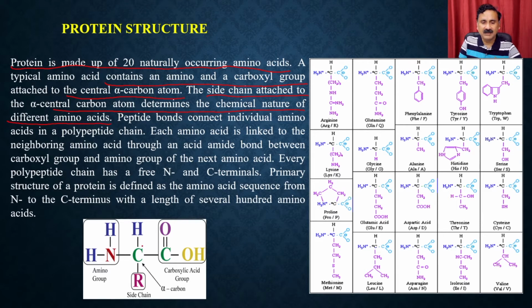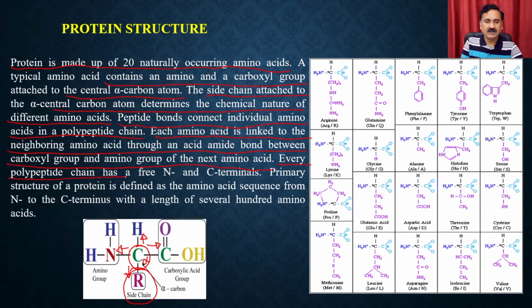What you see here is the C alpha carbon, attached to four different types of functional groups, and depending on the R side chains you can have 20 different types of amino acids. A peptide bond connects two individual amino acids, and that's how they give the polypeptide chain. Each amino acid is linked to the neighboring amino acid through an acid amide bond between the carboxyl group and the amino group of the next amino acid.